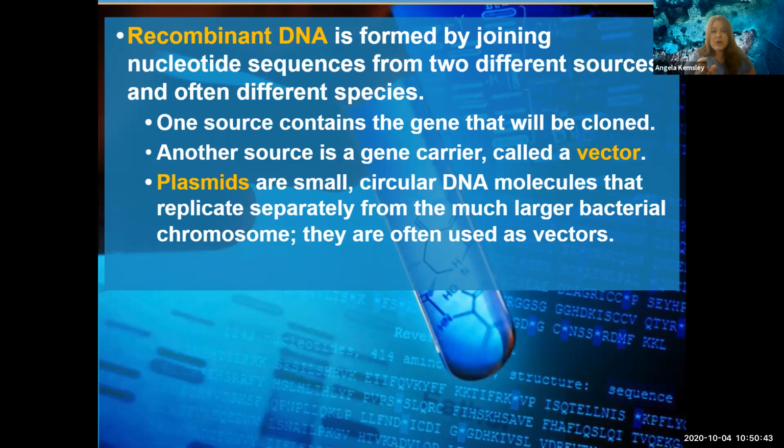You will also need to know the word plasmids, specifically when we're talking about bacteria. Plasmids are small circular DNA molecules that are found in bacteria. But they replicate separately from the much larger bacterial chromosome. So bacteria quite often have one large chromosome that's made up of DNA, but bacteria will also sometimes have what's called a plasmid, that little circular DNA molecule that replicates separately from the rest of the DNA, and these are often used as vectors.